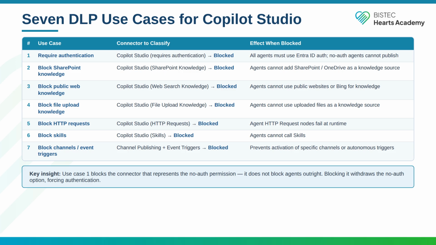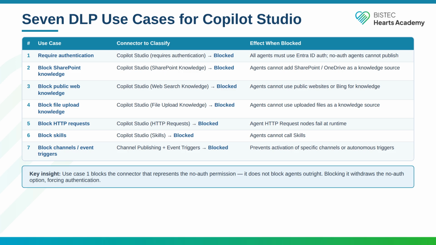Use case 6 is block skills. Move the skills connector to blocked. Agents within scope cannot invoke skills. Use this when agent composition creates governance risk by allowing makers to construct multi-agent pipelines that might bypass individual agent restrictions. Use case 7 is block channels and event triggers.